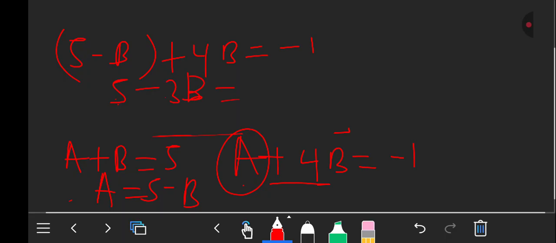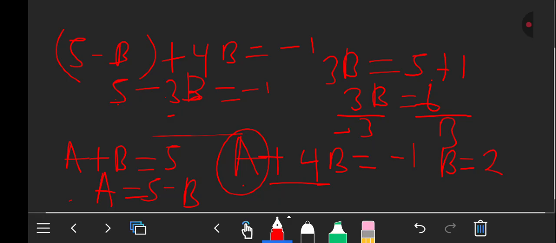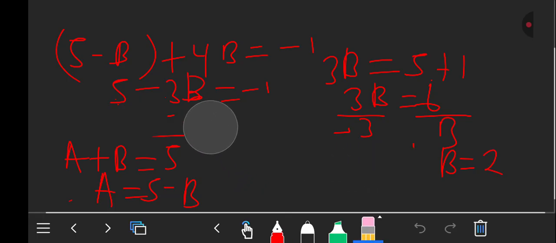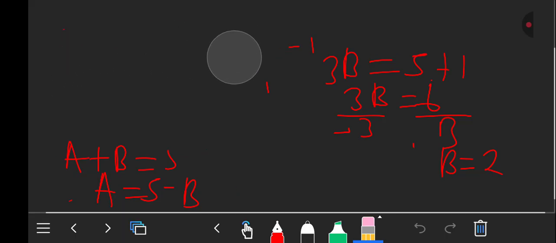So 3b is equal to negative 1. I can take this 3b to the other side, so it will be 3b is equal to 5 plus 1, that is 6. We divide by 3 on both sides, so my b will be equal to 6 divided by 3, that will be a 2. Then I can now come here to find the value of a.